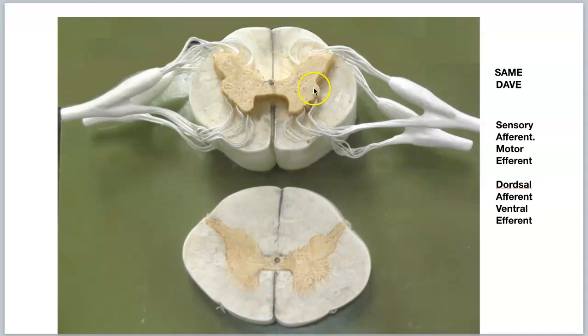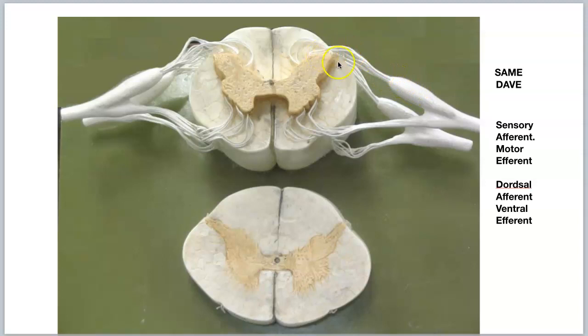In our lateral horn, we have our visceral motor neuron cell bodies. Those visceral motor neuron cell bodies are hanging out in here. And in the ventral horn, we have our somatic motor neuron cell bodies hanging out here. Their axons are going to be leaving the spinal cord through the ventral root. This is the ventral root.